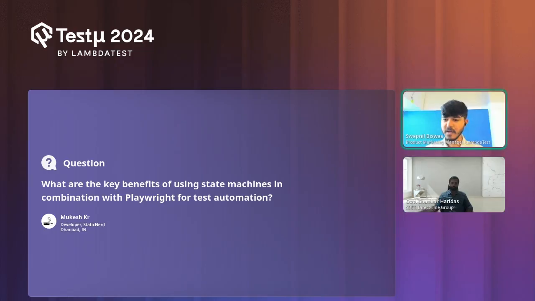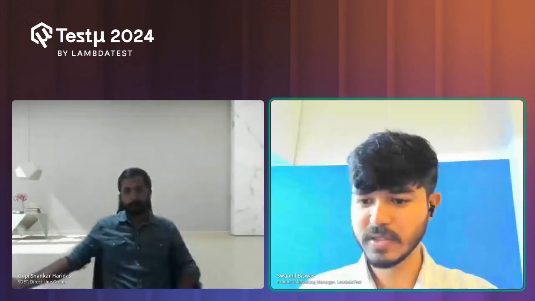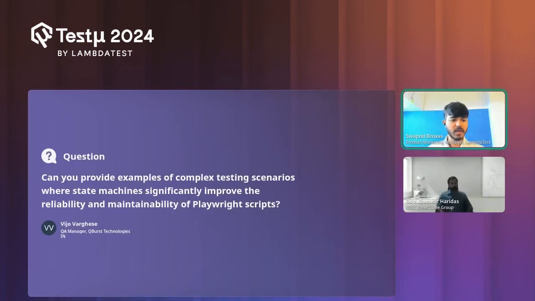Okay, great. Let me take another question, and this one is by Vijay. He's asking, can you provide examples of complex testing scenarios where state machines significantly improve the reliability and maintainability of your Playwright scripts?